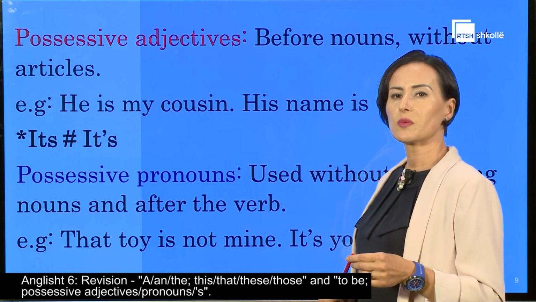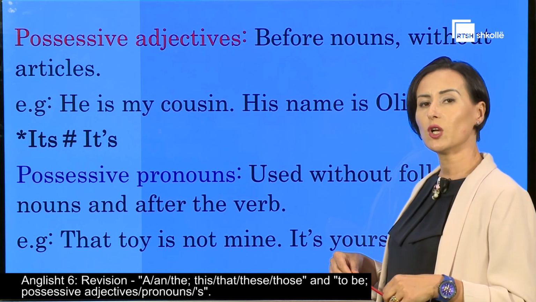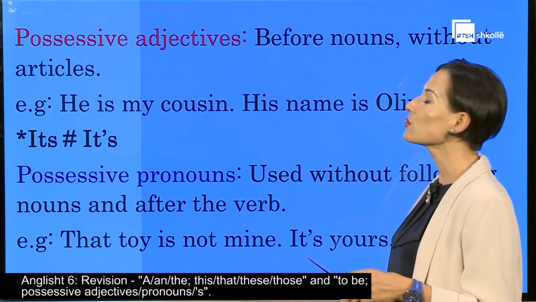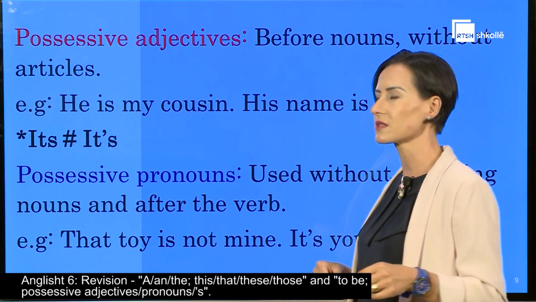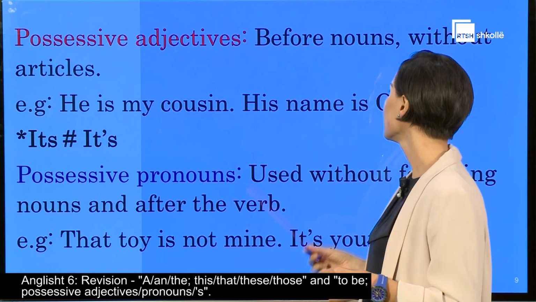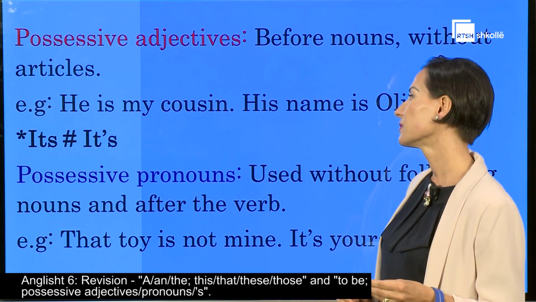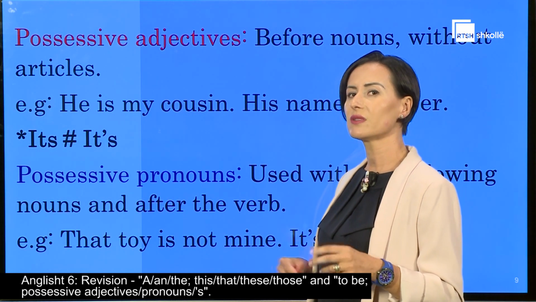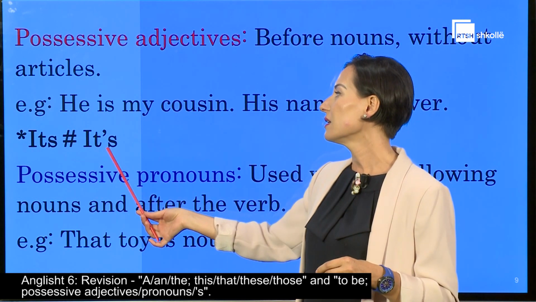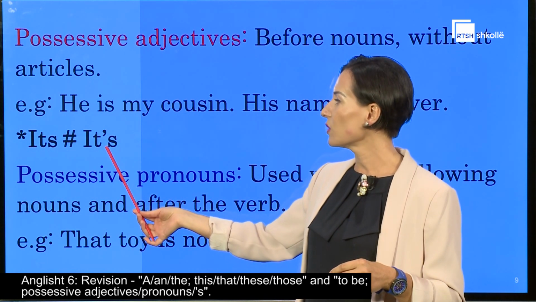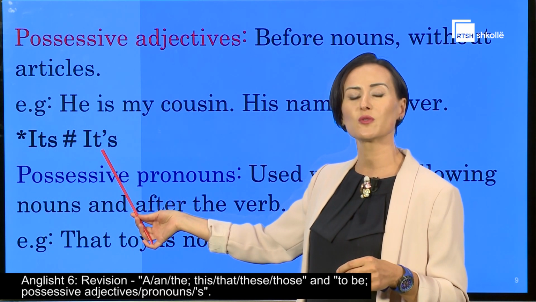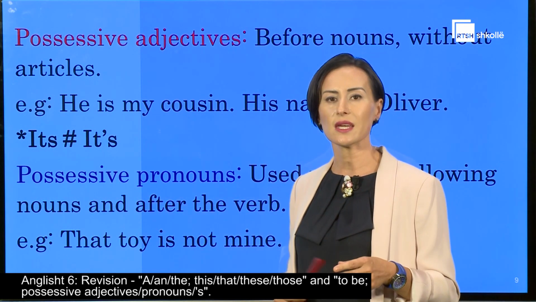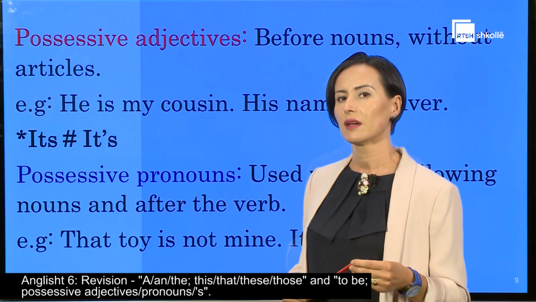Let us start with the possessive adjectives, dear students. Follow me. The possessive adjectives are used before nouns without articles. For instance, he is my cousin. His name is Oliver. You should not forget about the distinction between it's and its. The first one, it's, is the short form of the verb to be in the third person singular, it is, whereas its is a possessive adjective.